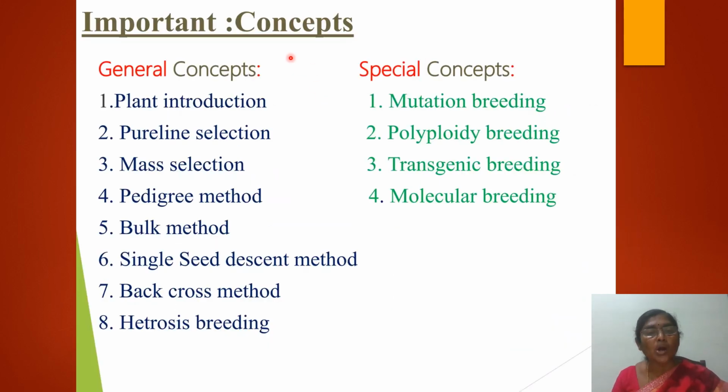So the important concepts in plant breeding. Plant introduction and acclimatization we have already seen. Then pure line selection, mass selection, pedigree method, bulk method, single seed descent method, backcross method and heterosis breeding. The special concepts are mutation breeding, polyploidy breeding, transgenic breeding and molecular breeding. We will see one by one.